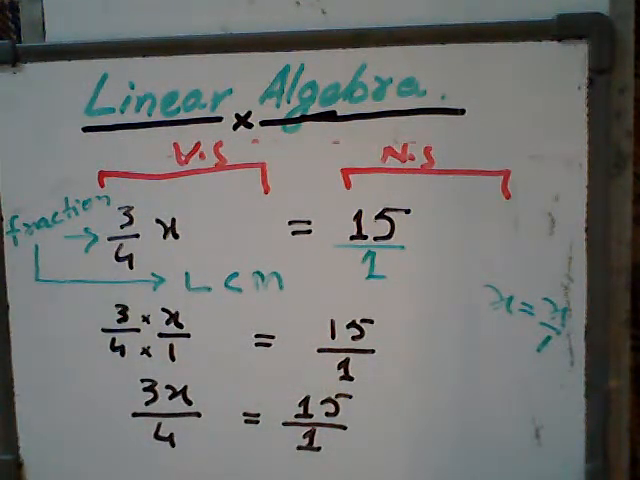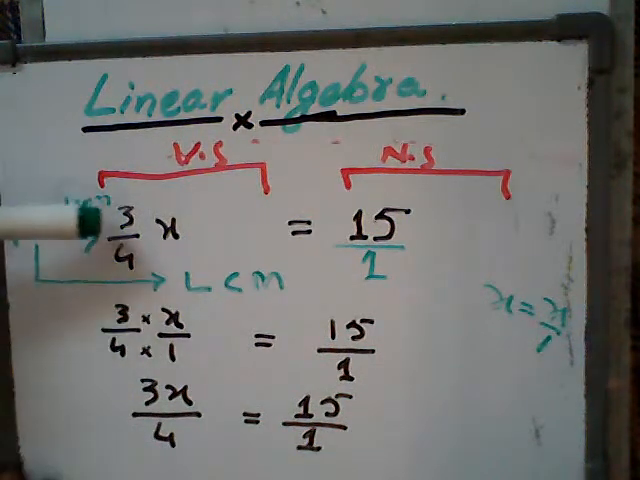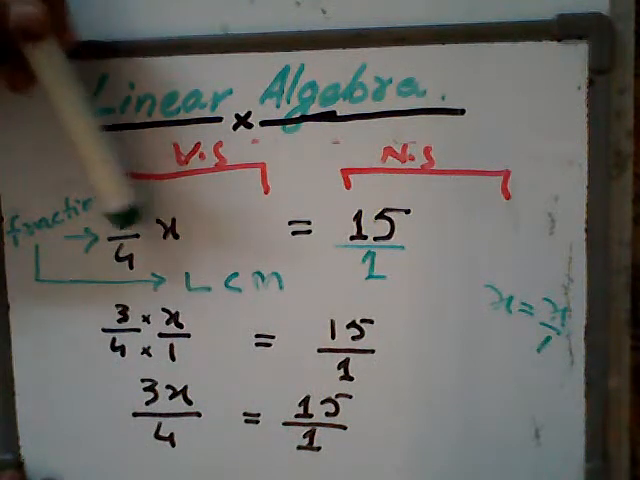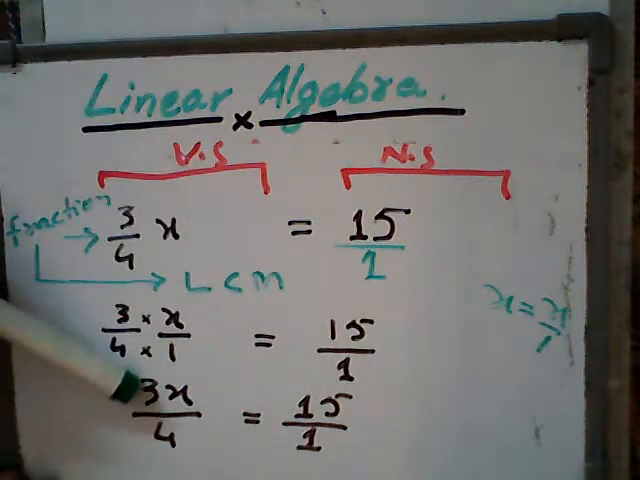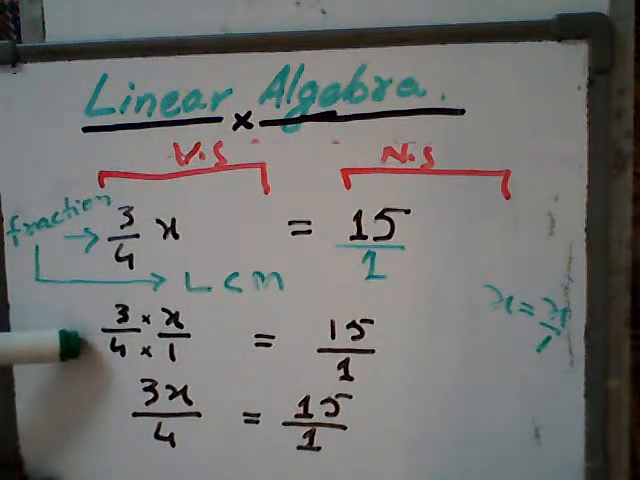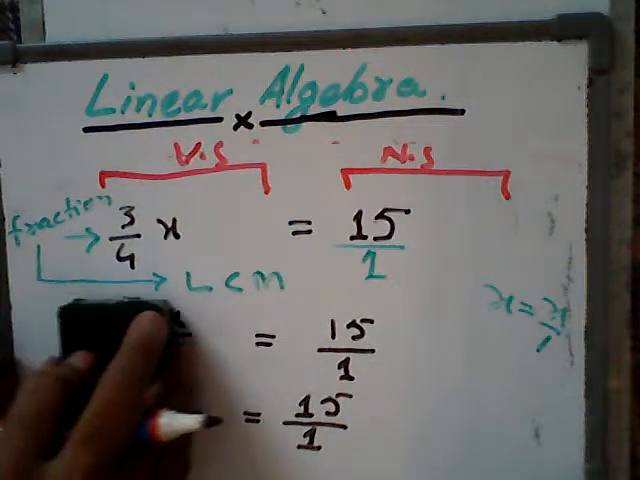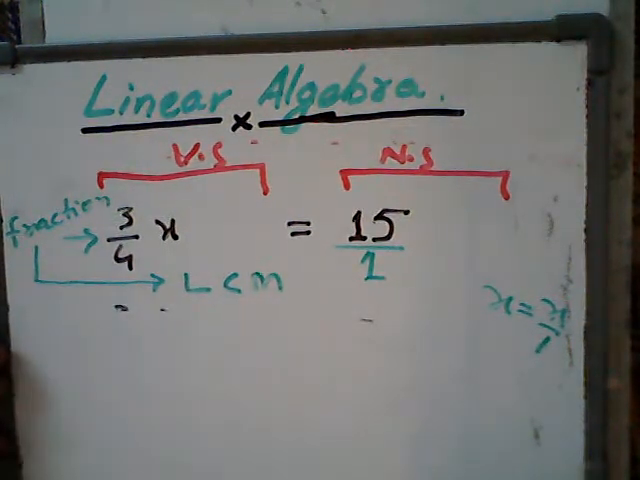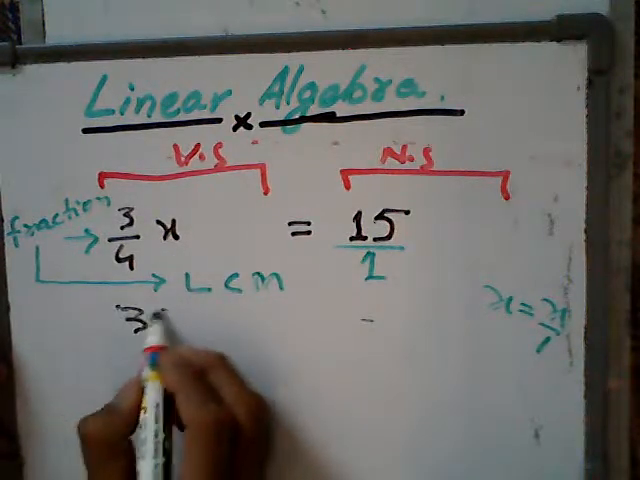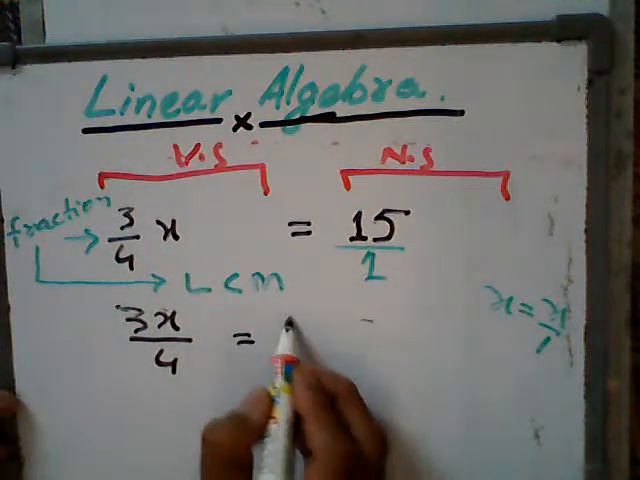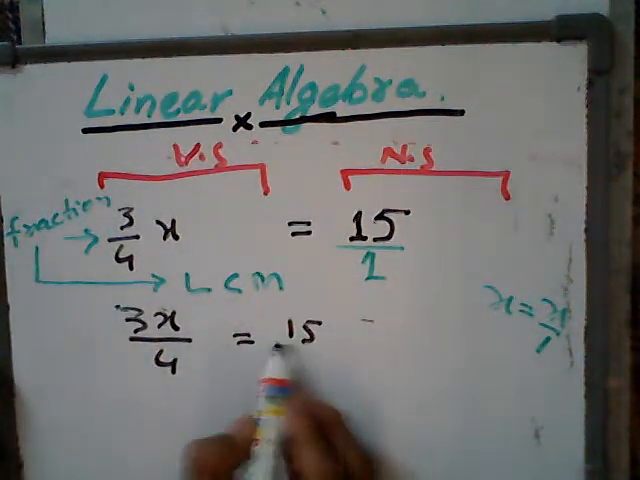Now in short, we can combine these two. We can make 3x over 4. So there's no need to do this detail. I'm showing this to show you how we could do this detail. If we are not doing this, there's no need. We may do it directly, that we can do it as 3x over 4, is equal 15 over 1.